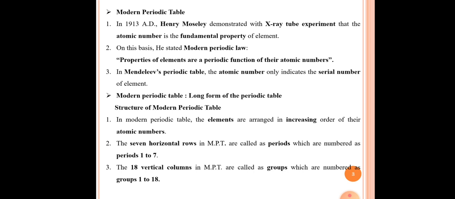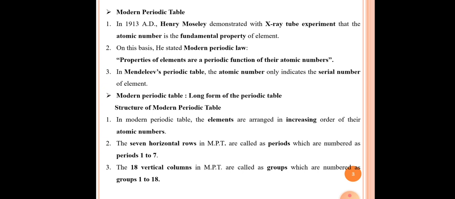See the third point: in Mendeleev's periodic table, the atomic number only indicates the serial number of elements. As I already told about Mendeleev's periodic table, atomic mass was the fundamental property. That's why in Mendeleev's periodic table, the atomic number was considered for the serial number of elements only.